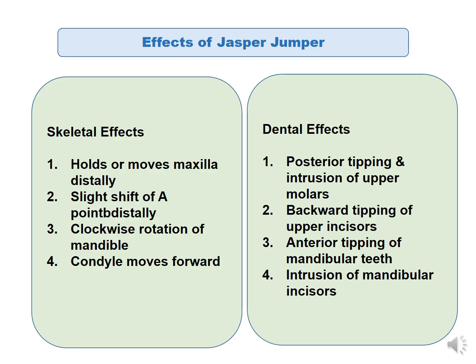Now, what are the effects of the Jasper jumper? It has skeletal effects and dental effects. The skeletal effects are basically that the appliance holds or moves the maxilla distally. There may be a slight shift of the A point. There will be clockwise rotation of the mandible. The condyle moves forward, whereas the dental effects consist of posterior tipping and intrusion of the upper molars, backward tipping of the upper incisors, anterior tipping of the mandibular teeth, and intrusion of mandibular incisors.